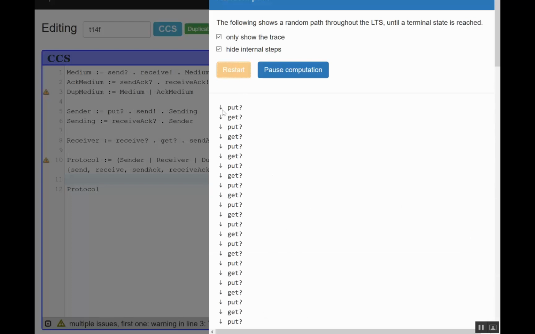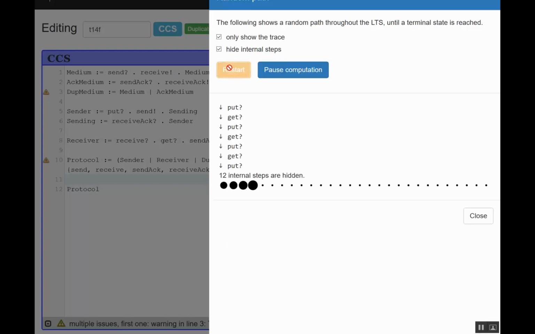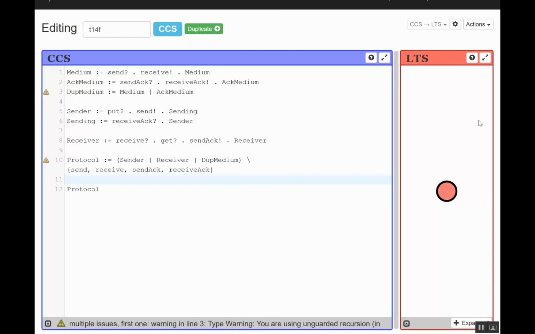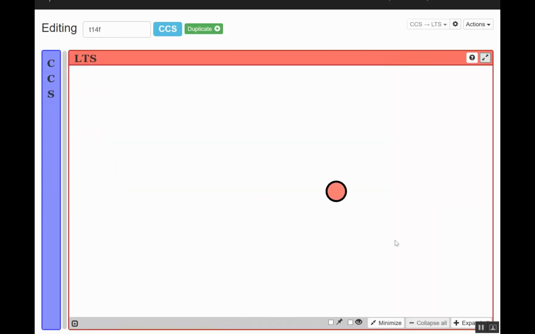Not really, actually. So why is it a one-place buffer? Because put and get strictly seem to alternate. Put, get, put, get, put, get. So there is no double put, which would be an indication that it is more than a one-place buffer. But of course, these are just example traces that are computed randomly, and there may be some that we miss. So let's instead explore the semantics. Let's do that.